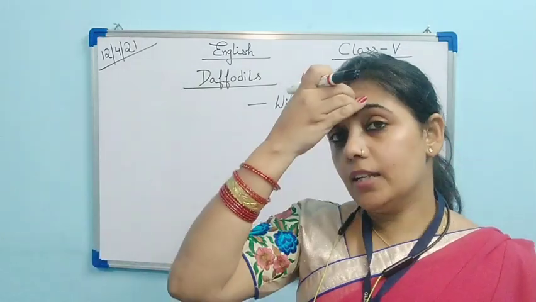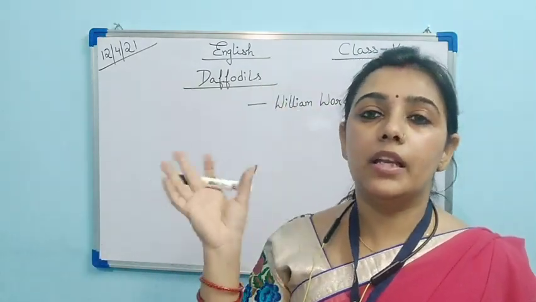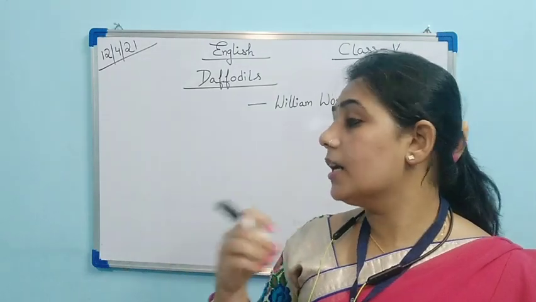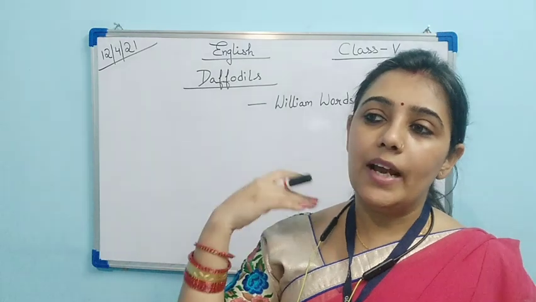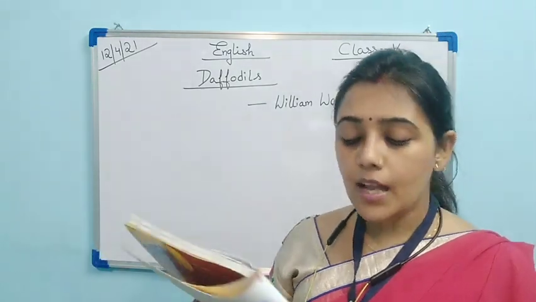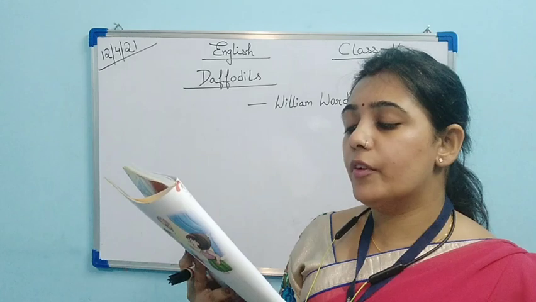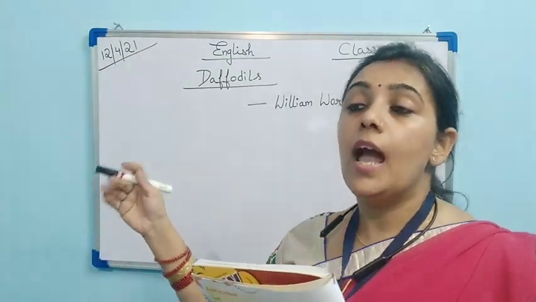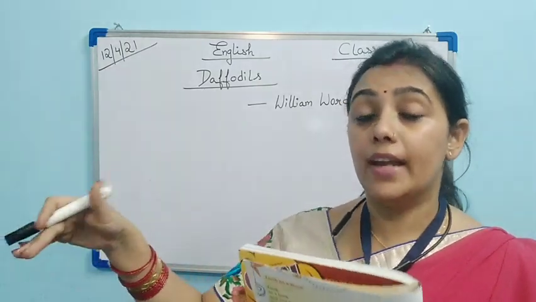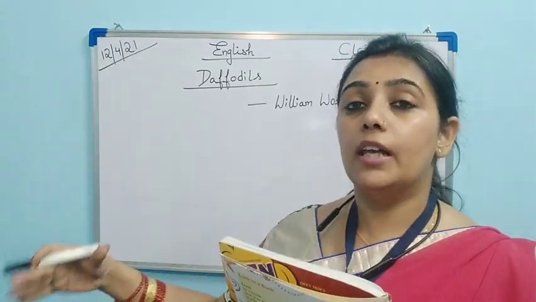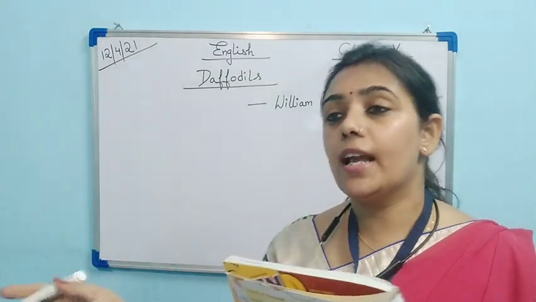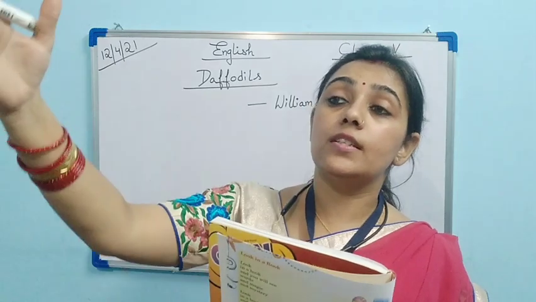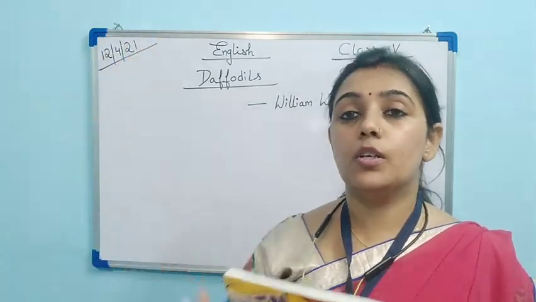That means like in the sky, in the Milky Way, many stars are there, innumerable stars. Similarly, the flowers are also endless in number. They stretched in never-ending lines along the margin of the bay. That means the lake was flowing, and in the margin, in the bay, that means at the corner of the lake, the daffodils were fluttering and dancing, innumerable in number. That means till the stretches, it was there only.